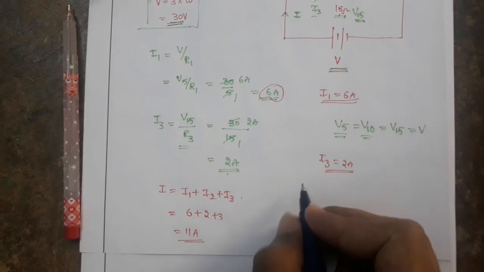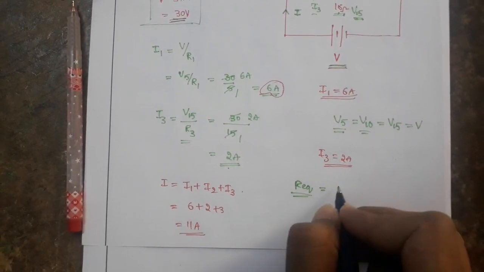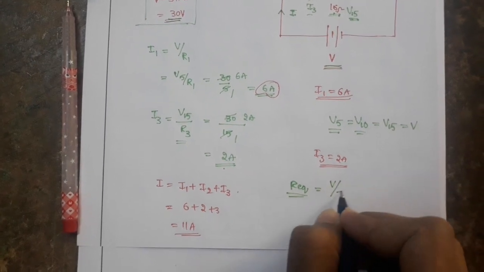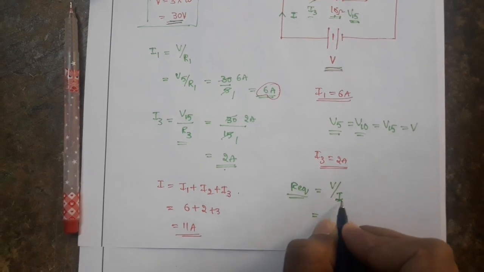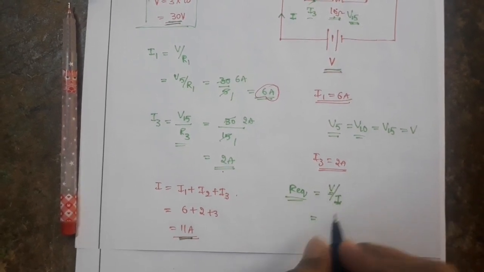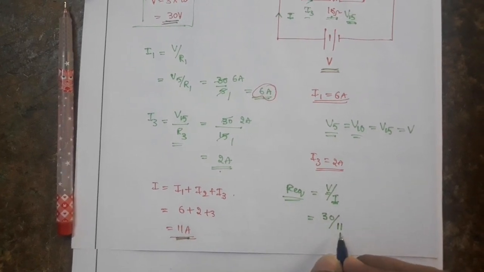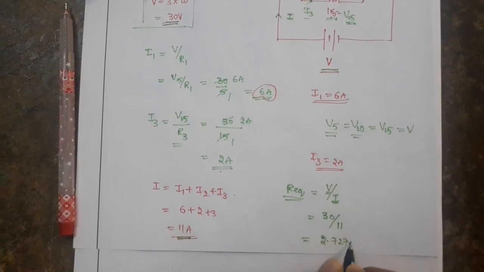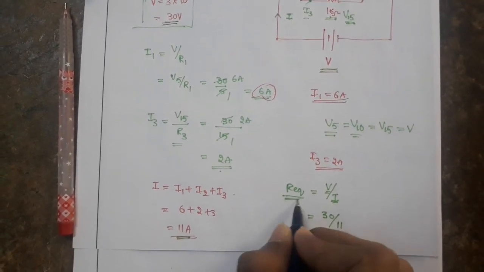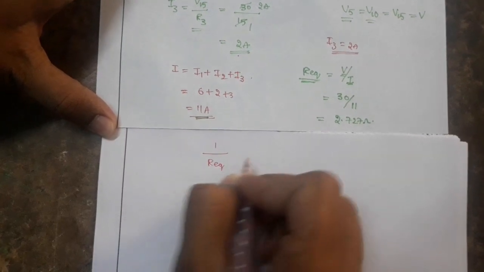Friends, for finding the R equivalent for the same circuit, we know R equivalent equals V by total current I. We have got the total current of 11 amperes and the voltage of 30 volts, that is the applied voltage, divided by 11 amperes. So we will get the R equivalent of 2.727 ohms. You can find R equivalent by another method, using 1 by R equivalent equals 1 by R1 plus 1 by R2 plus 1 by R3.